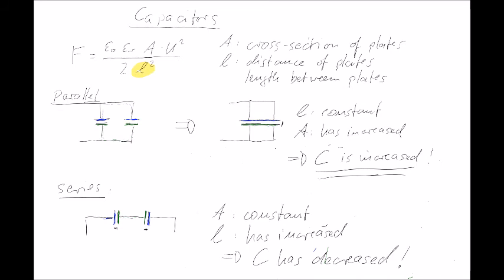So if we're looking at a parallel connection of two capacitors, the overall capacitance increases. If we're looking at a series connection, the overall capacitance becomes smaller. And with this knowledge, we can now start to calculate the tasks.